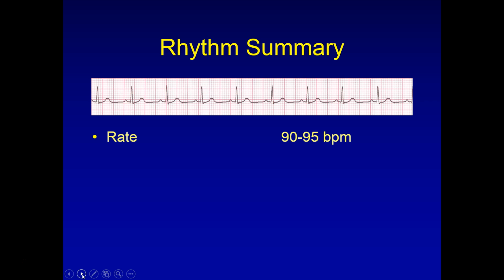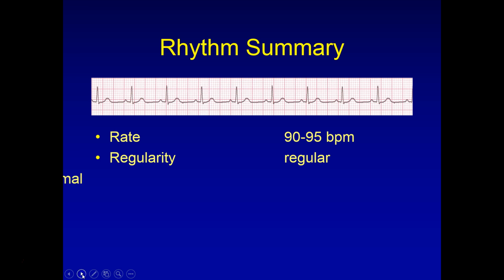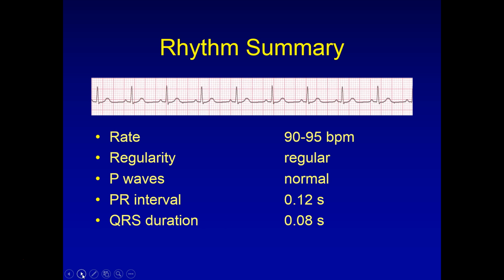Okay, rhythm summary. So I have a rate that falls between 90 and 95 beats per minute. It is regular. My P waves look normal. My PR interval is normal. And so is my QRS duration. So what do we have? We have normal sinus rhythm.